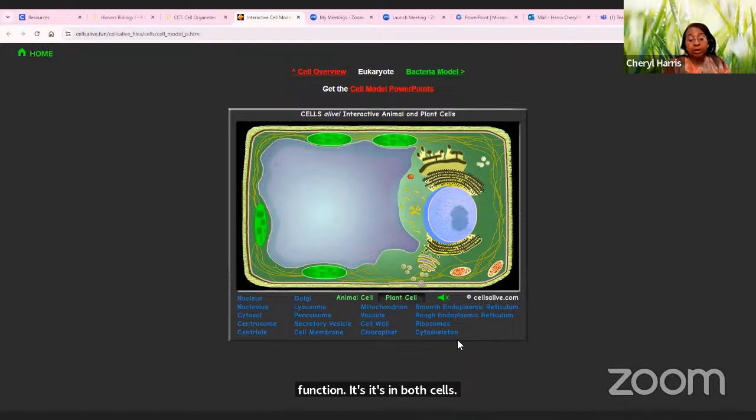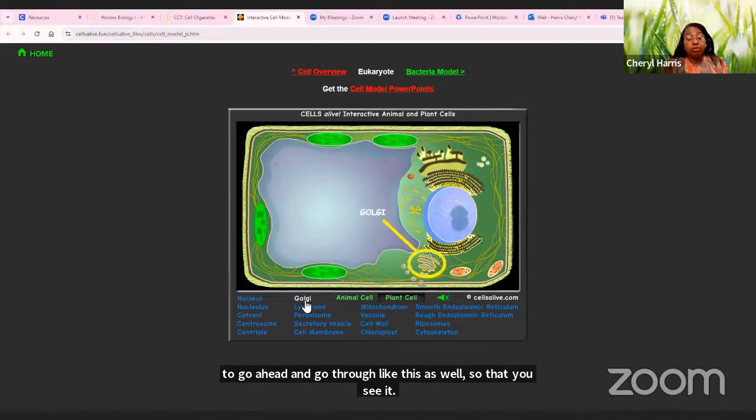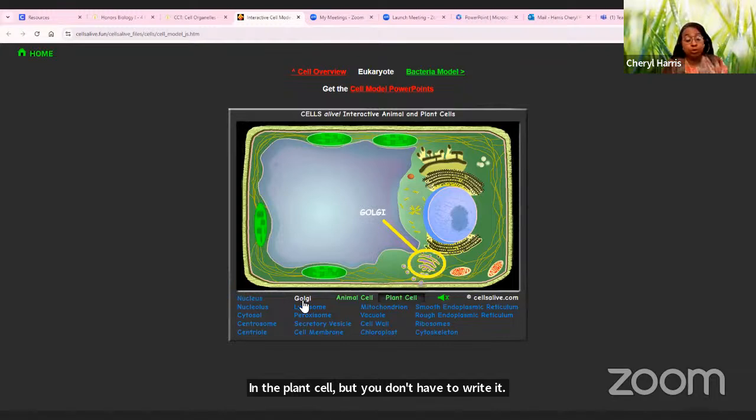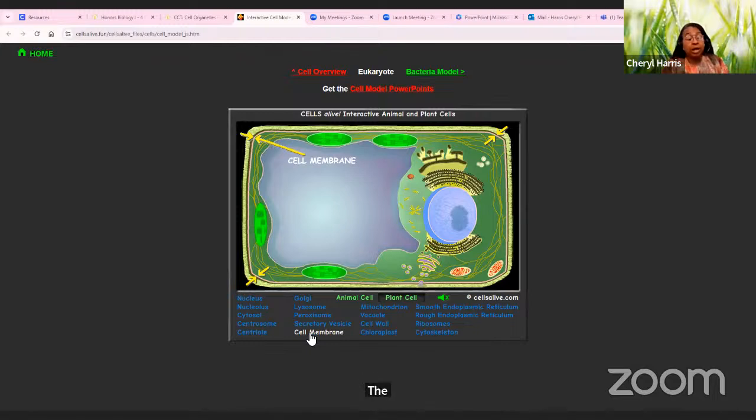All right, so are we clear? It's helpful to go through like this as well so that you see it in the plant cell, but you don't have to write it. Okay, write it once for the animal cell. The function will remain the same. It's just that you need to know that all of these parts are also inside the plant cell as well as the animal cell. It's particular that you notice that the cell membrane is lined up with the cell wall.